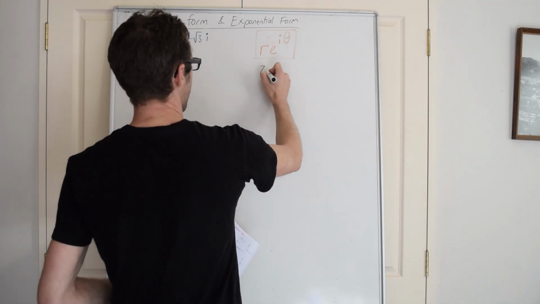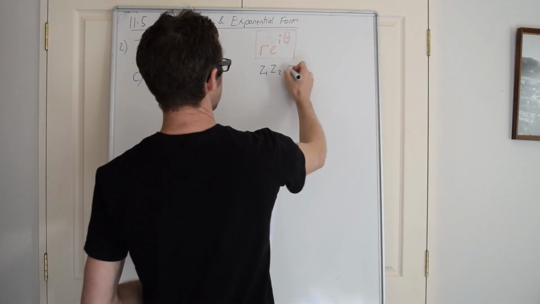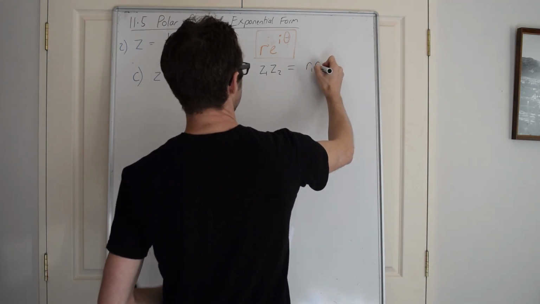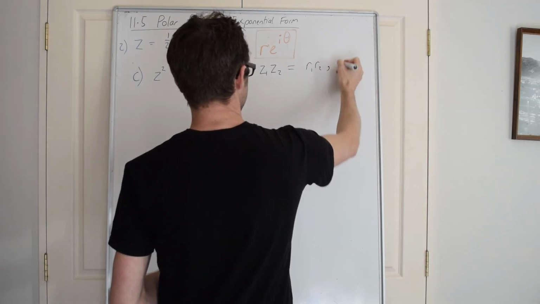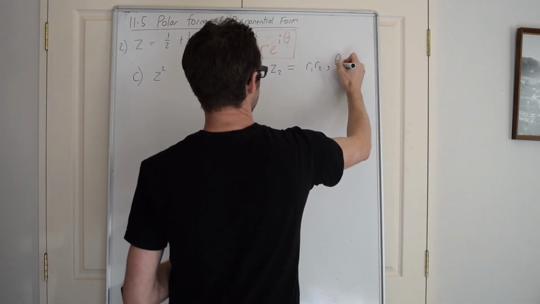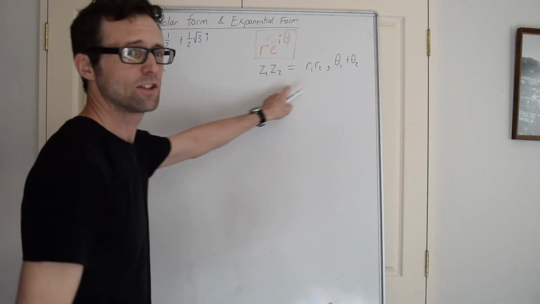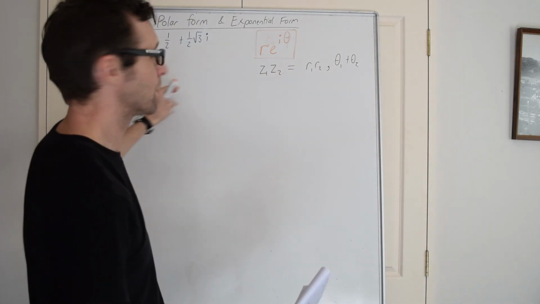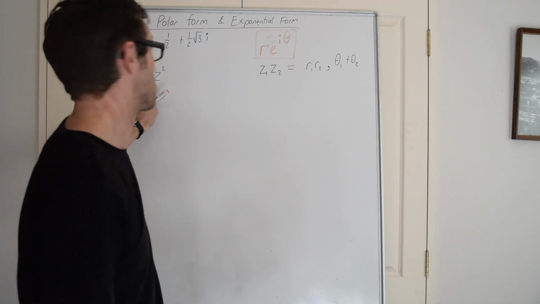If we've got z1 multiplied by z2, two different complex numbers, what we end up getting is r1 r2, in other words, the moduli multiplied, and then the angles, the arguments, are added. Okay, so that's an important rule that we're going to use, and the reason I'm introducing it now is it's going to save us a lot of time when we start doing some of this work.